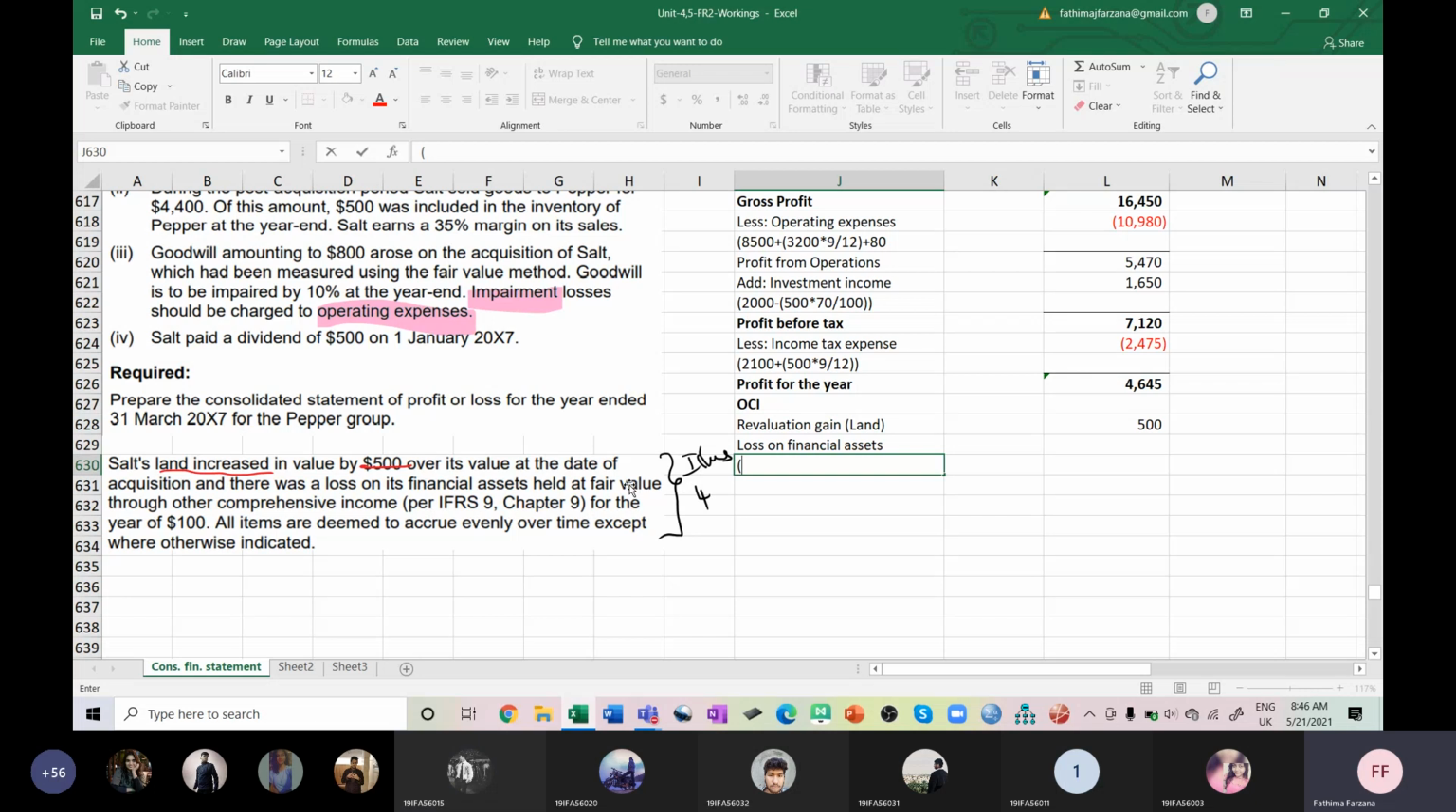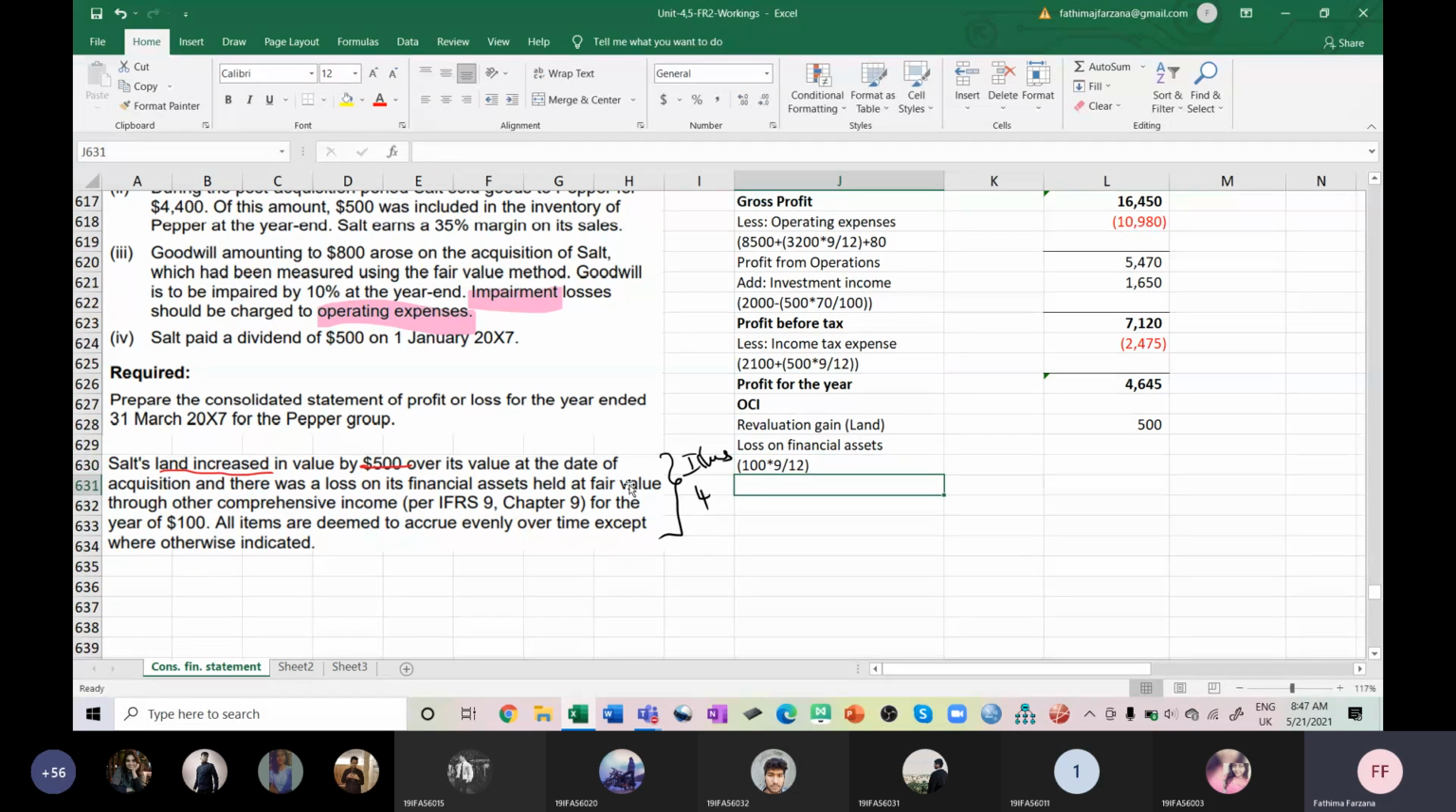So this 100, how will you compute? Will you take the entire 100, or are any computations required? They said accrue evenly, no? What do you mean by that? Ma'am, 9 by 12. So 100 into 9 by 12. So this you have to consider.